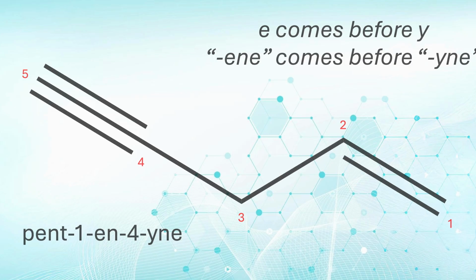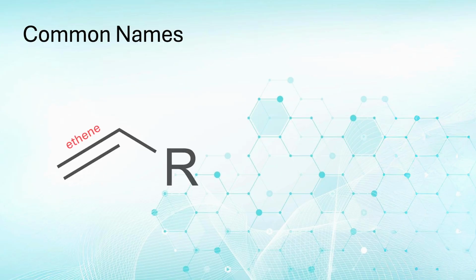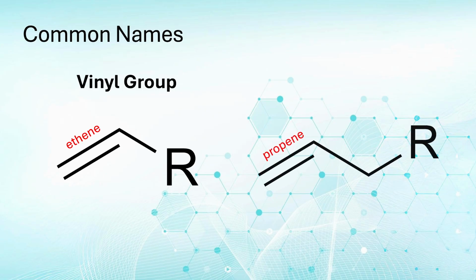To wrap up, there are 2 common names you may be required to memorize. If an ethene is attached to a larger group, the ethene is sometimes called a vinyl group. However, if a propene group is attached to a larger group, with a double bond at the furthest carbon, the propene is sometimes called an allyl group.